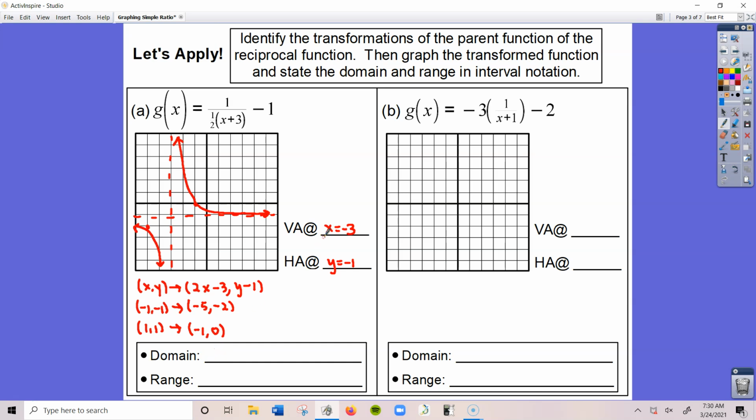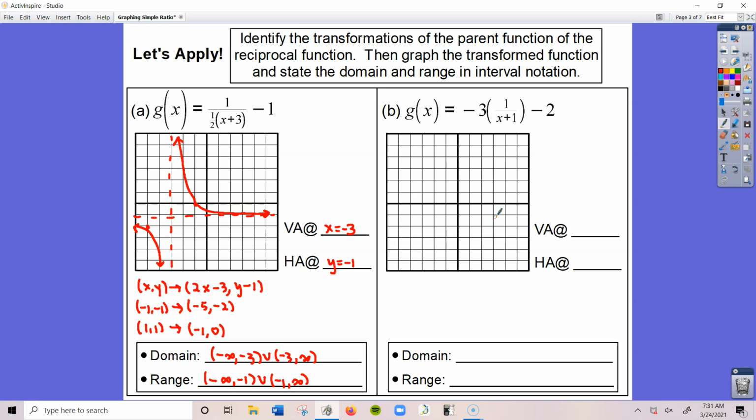The domain is restricted by the vertical asymptote. So our domain would be negative infinity to negative 3, union negative 3 to infinity. The range is affected by the horizontal asymptote. So all numbers except for y is equal to negative 1, meaning our range would be negative infinity to negative 1, union negative 1 to infinity.